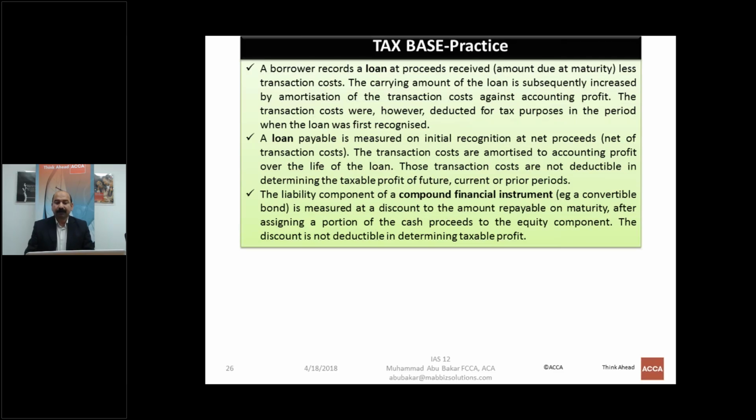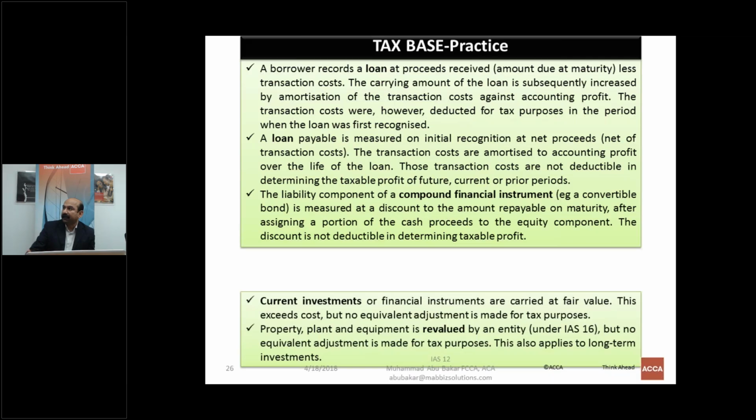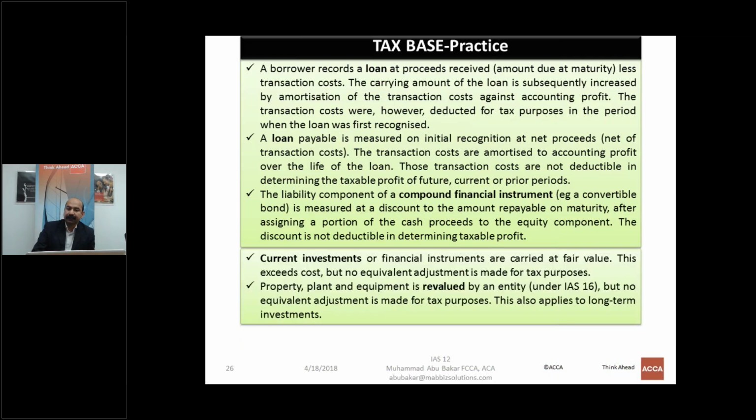The liability component of a compound financial instrument, that is a convertible bond, is measured at a discount to the amount repayable on maturity after assigning a portion of the cash proceeds to the equity component. The discount is not deductible in determining taxable profits. Current investments or financial instruments are carried at fair value. This exceeds cost, but no equivalent adjustment is made for tax purposes. Likewise, property, plant, and equipment is revalued by an entity under IAS 16, but no equivalent adjustment is made for tax purposes. This also applies to long-term investment.